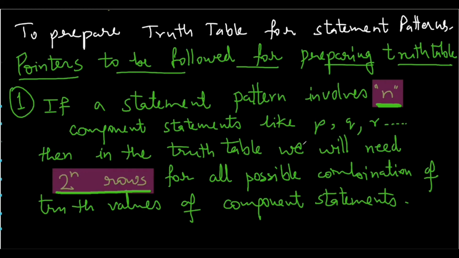If there are 2, then I will need 2 raised to 2, that is 4 rows. You don't have to worry, because in our syllabus of 11th and 12th standard, we have maximum a statement pattern having 3 component statements. We are not going to have more than 3 component statements where we will be asked to make a truth table. So the truth table that we have to make in exams will have maximum 3 component statements. So 2 raised to 3, that is maximum 8 rows we have to go for.